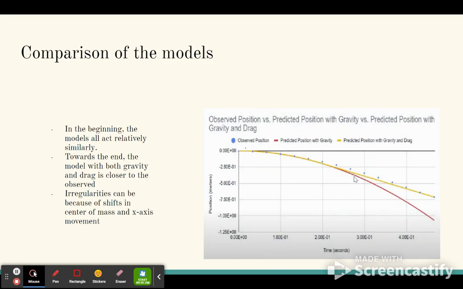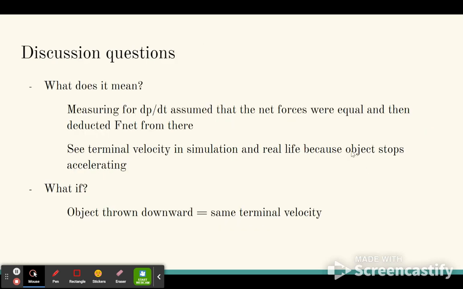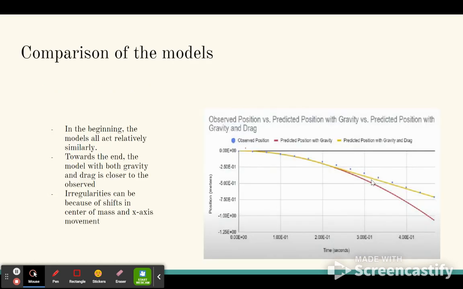So as you can see, the predicted position with gravity is going down with a constant second derivative, while the other two begin to straighten out and have no F net towards the end. We see terminal velocity in both the simulation and the real life with drag as the graph starts to straighten out towards the end.